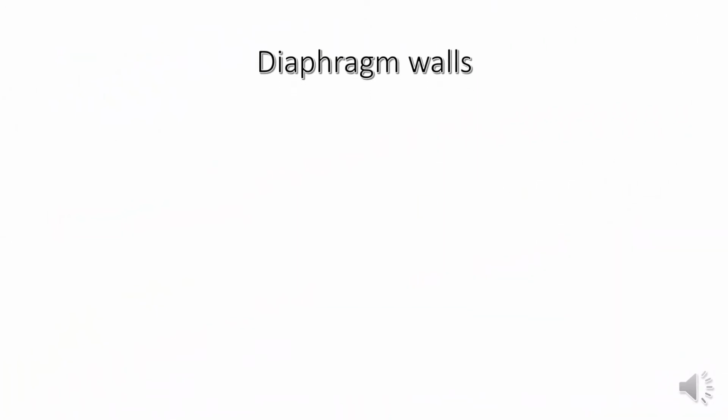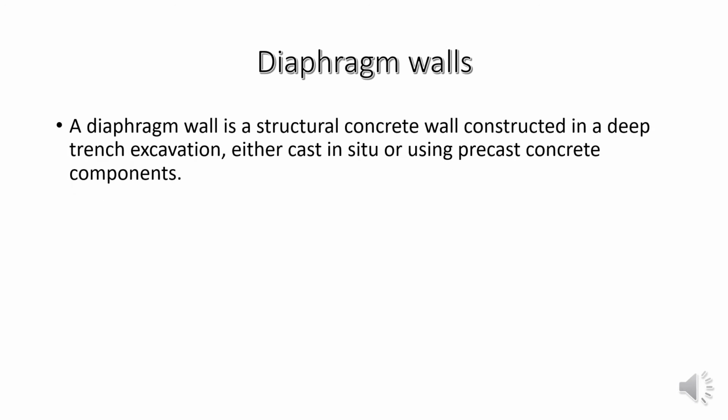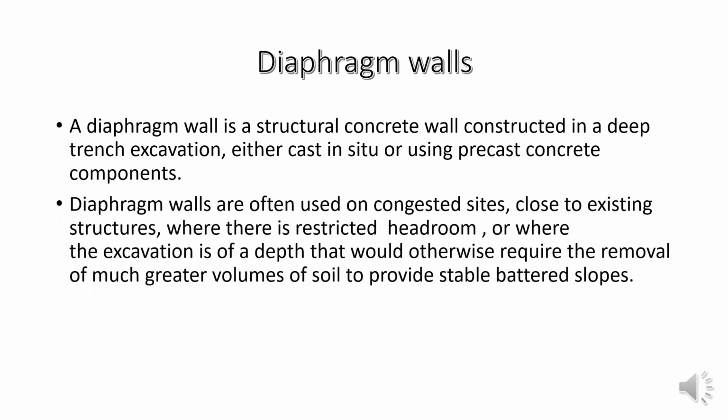Diaphragm walls. A diaphragm wall is a structural concrete wall constructed in a deep trench excavation, either cast in situ or using precast concrete components. Diaphragm walls are often used on congested sites close to existing structures where there is restricted headroom, or where the excavation is of a depth that would otherwise require the removal of a much greater volume of soil to provide stable battered slopes.